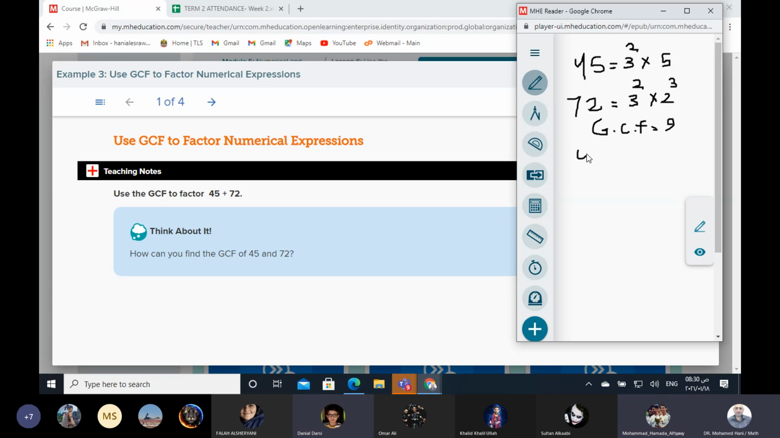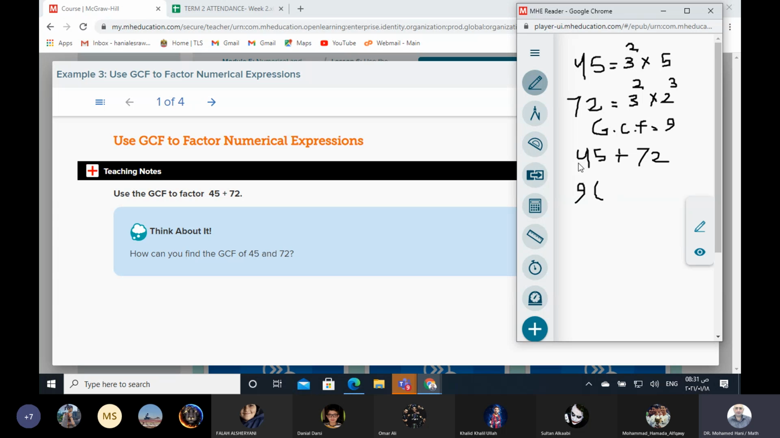Then here we have this problem, 45 plus 72, and I want to factor. Factoring is the opposite of the distributive property. It means changing from a sum to a multiplication. How? Take the GCF between the two numbers, right here 9, then open parentheses.